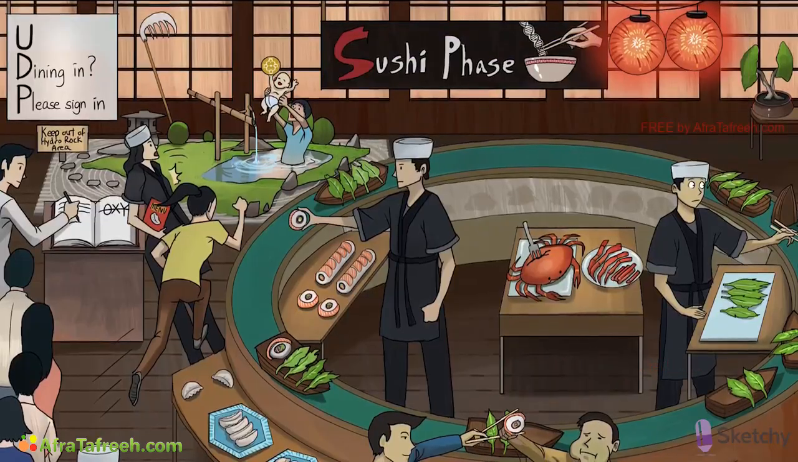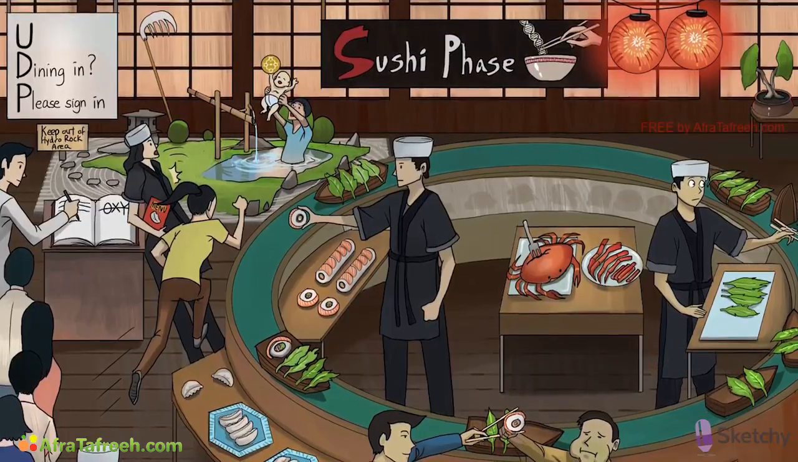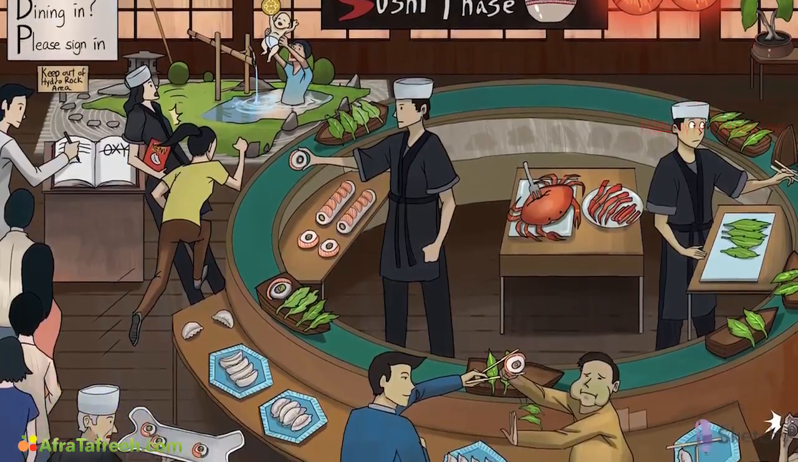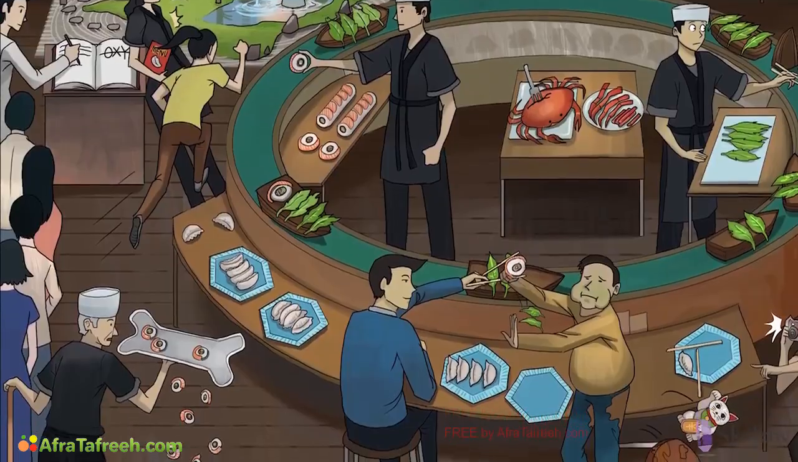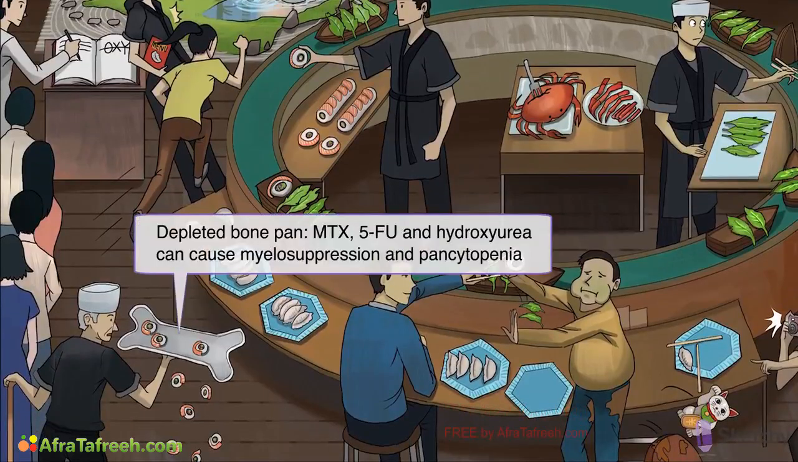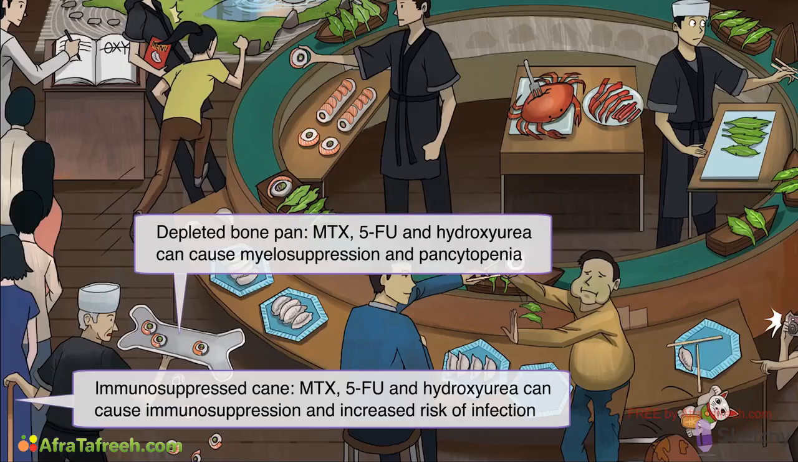The side effects of hydroxyurea therapy are similar to the other agents. You've got your GI upset and diarrhea, and keep in mind that empty bone-shaped tray which represents that all these drugs at Sushi Phase restaurant, including hydroxyurea, cause myelosuppression.